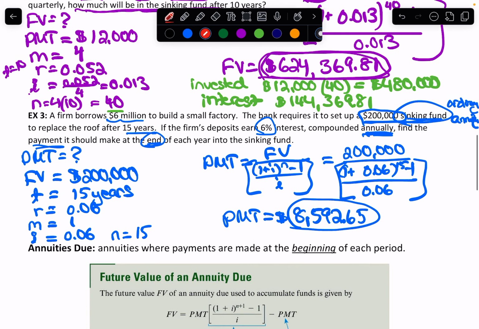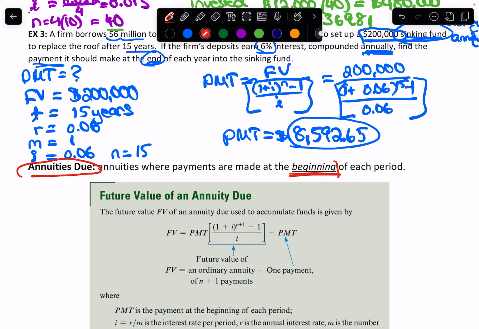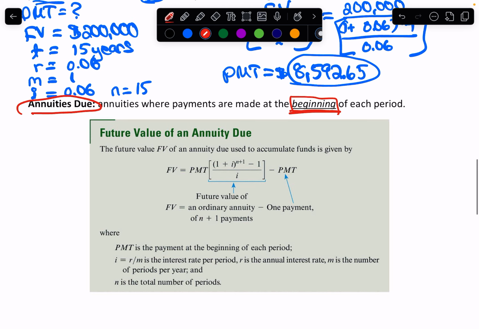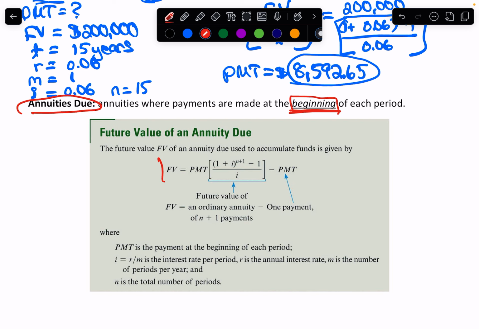Okay, next thing is annuities due. So annuities where payments are made at the beginning of each period. So notice the difference now between this and the ordinary annuity. And you will see it in the wording. So future value of an annuity due, here's your formula for that. It looks a little bit different than the one that we just did. And still we have our n is m times t, where t is the time in years.